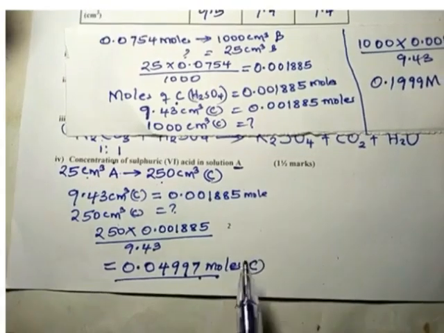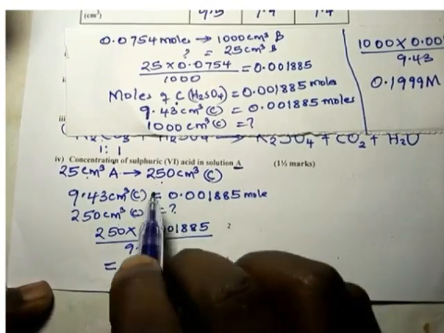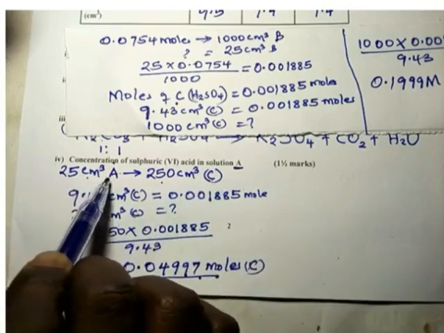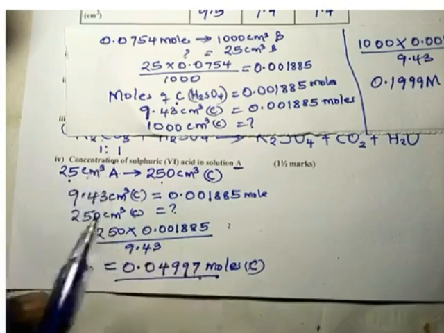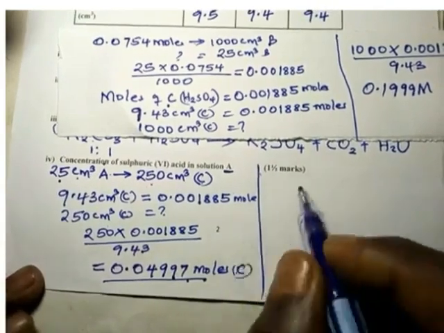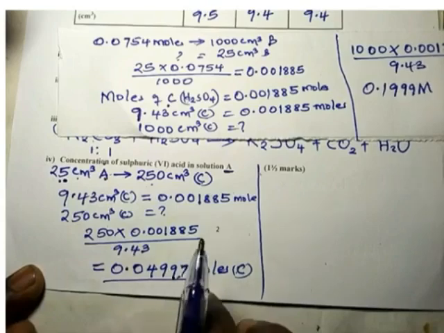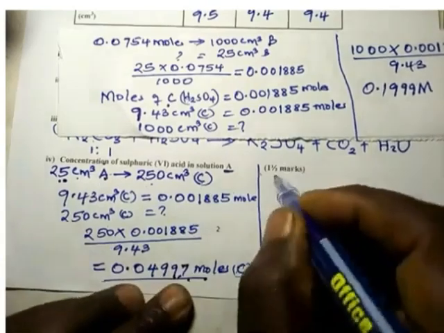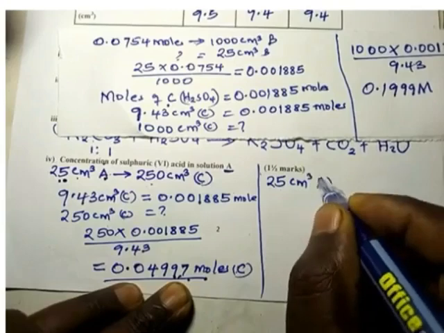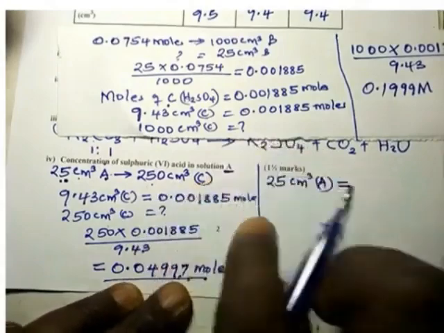I have told you that the number of moles in 250 centimeters cube of solution C will be exactly the number of moles in the 25 centimeters cube of solution A that we took and diluted. So when you know that information, you have understood it well. It means that 25 centimeters cube of solution A, sulfuric acid, contains these moles, the ones that are in 250 of solution C.